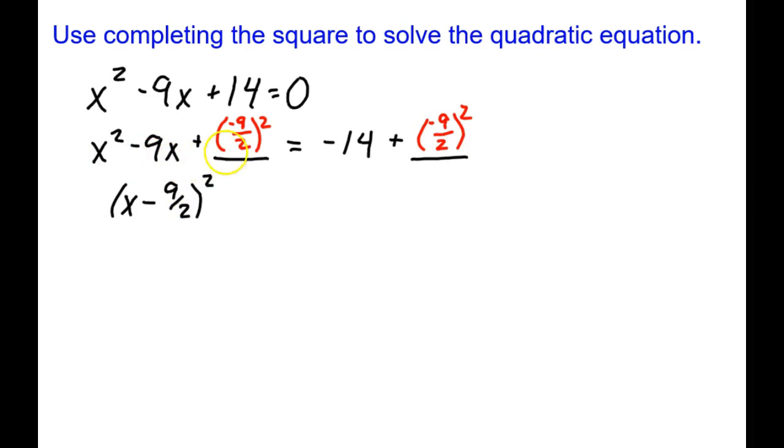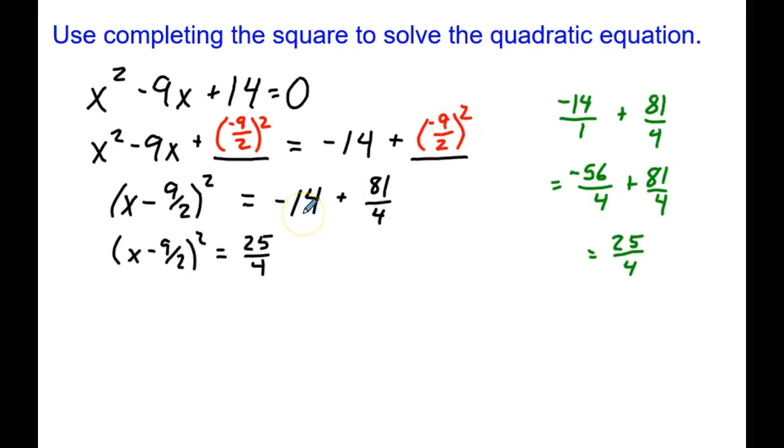So x squared minus 9x plus negative 9 over 2 squared factors into x minus 9 over 2 quantity squared equal to negative 14. Now we have to simplify it a little bit. This is going to be plus 9 squared is 81. 2 squared is 4. So applying those exponent properties we talked about earlier in the year. In order to add negative 14 plus 81 over 4, we have to get a common denominator, which is 4. So negative 56 over 4 plus 81 over 4 simplifies to 25 over 4.